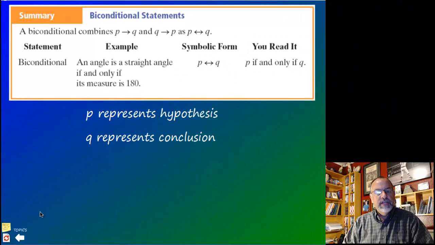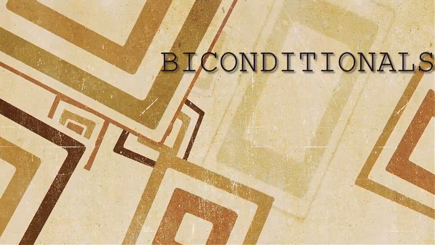Okay, so that's how you write a biconditional. Make sure you meet the conditions. Conditional is true, converse is true, then you can write your biconditional. And if you have the biconditional, you should be able to go in reverse as well.